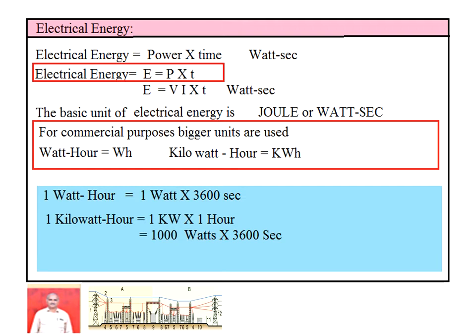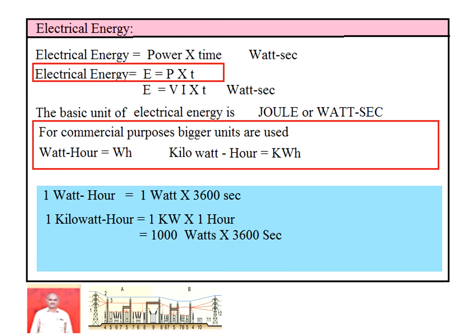So electrical energy may also be expressed as power into time. If the total amount of work done means electrical energy, the rate of electric work done is power. Rate means per time. So electrical energy, represented by capital E, equals P into T, where P is the power and T is the time. Again, power we can replace by the product of voltage into current. Finally, we can write electrical energy equals voltage into current into time.